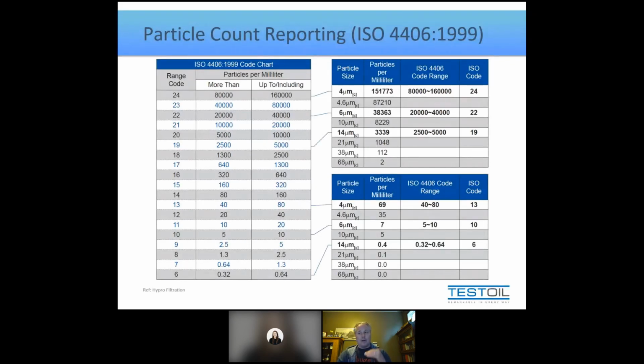Now, if you just go up a line to ISO code 11, it says you have a particle count of between 10 and 20 particles. And if you go up to the next line, you'll see that it says between 20 and 40. Most people are pretty quick to notice this pattern of doubling. And that's where you get that statement: if the ISO code goes up by 1, the particle count doubles. Now, that being said, what some people don't necessarily pay as much attention to is that the range also doubles.